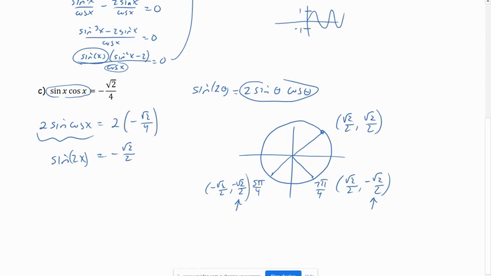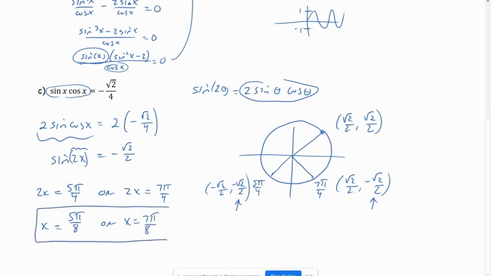So that means our angle needs to be 5 pi over 4 or 7 pi over 4. And by the angle, I mean this whole angle 2x. So that tells us that 2x has to equal 5 pi over 4, or 2x has to equal 7 pi over 4. If you divide both sides by 2, you get x equals 5 pi over 8. And for this one, divide both sides by 2, you get x equals 7 pi over 8. So using our double angle identity, we were able to get two solutions for that one.